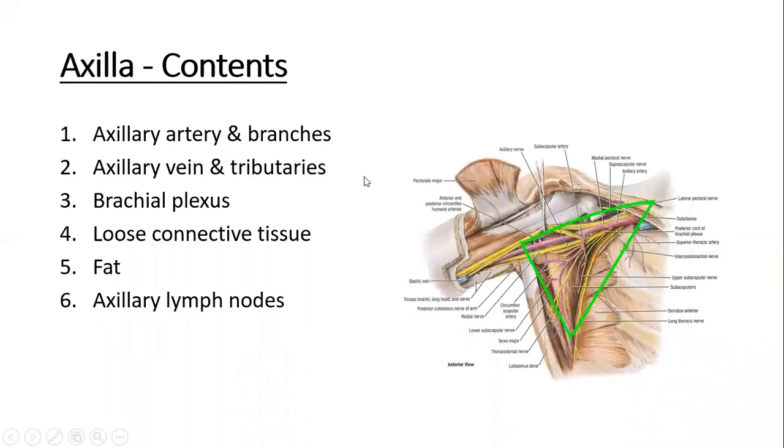The contents of axilla include the axillary artery along with its branches, axillary vein and its tributaries, brachial plexus, which includes its cords and branches, loose connective tissue, fat, and in the fat are embedded axillary lymph node groups.